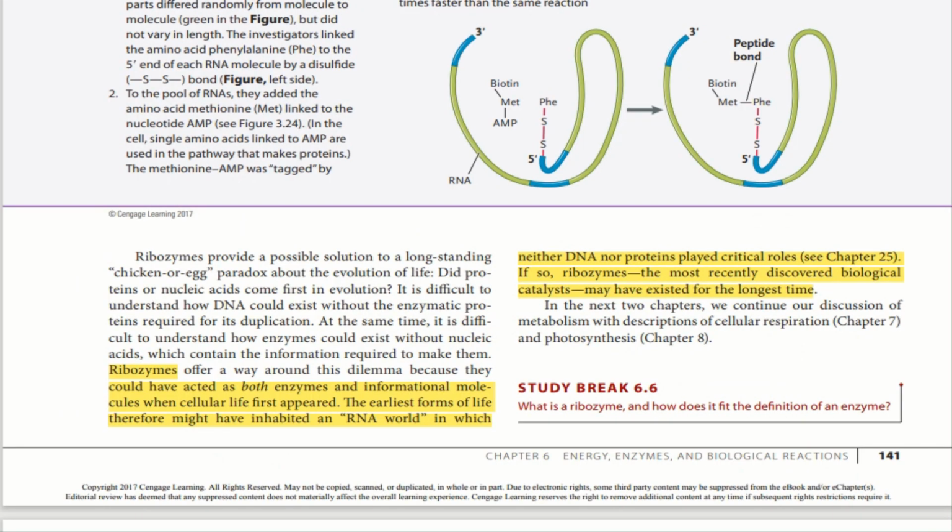Ribozymes can act both as enzymes and as informational molecules when cellular life first appeared. The earliest form of life therefore might have inhabited an RNA world in which neither DNA nor protein played a critical role. If so, ribozymes, the most recently discovered biological catalyst, may have existed for a long time.